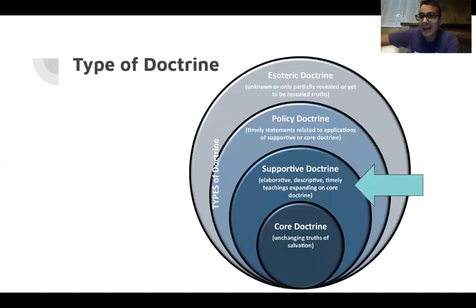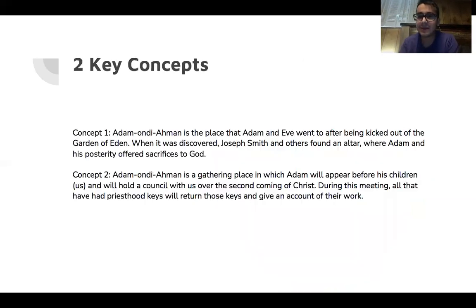The type of doctrine that Adam-ondi-Ahman falls under is a supportive doctrine. It's not core doctrine. It's not essential to your salvation. It's also not a policy doctrine, because it's not like it got instated and taken out. It's an event. It's a place where important things have happened and will happen. So it's just right there in the middle.